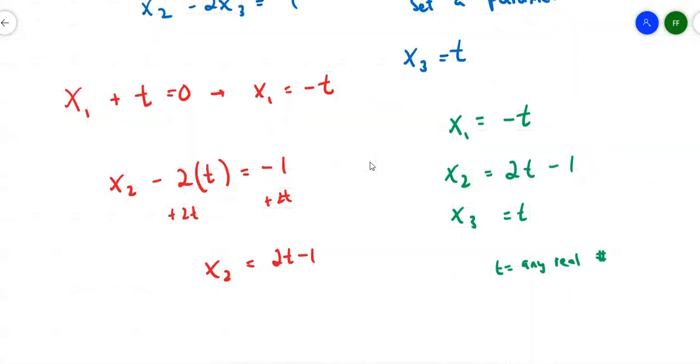I'm not going to go through every possible solution. It'd be impossible, but put a 1 in for t. Put a half in for t. Put a square root of 17 in for t, and it'll work. So what you're finding is not a specific set of values. You're finding out how the values are related to each other: that x sub 1 and x sub 3 are always opposites of each other, and the second variable is 2 times the third variable, subtract 1.